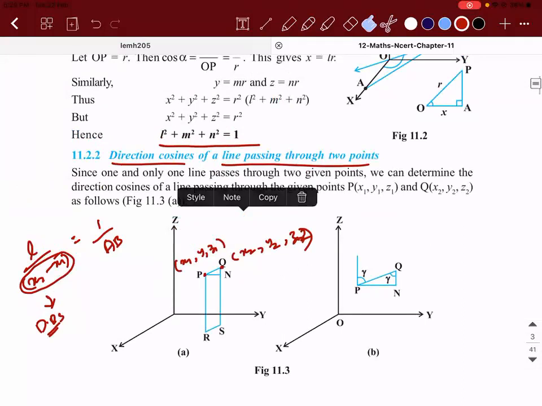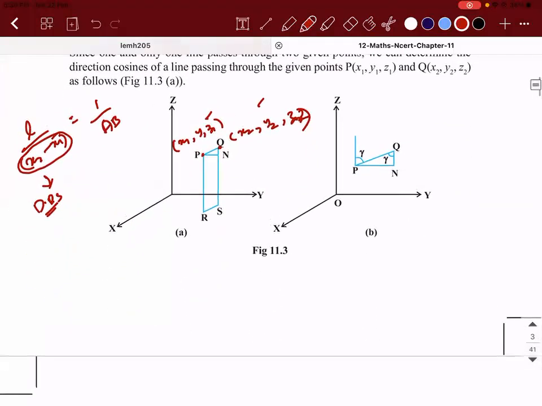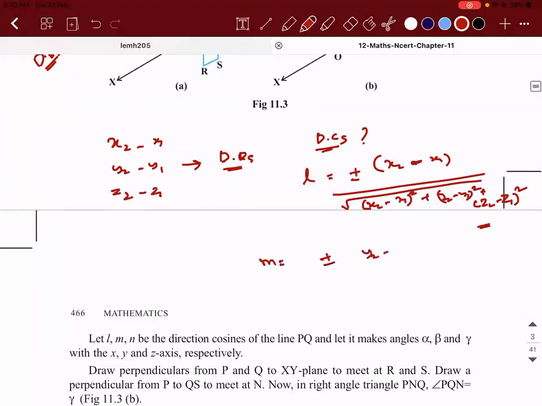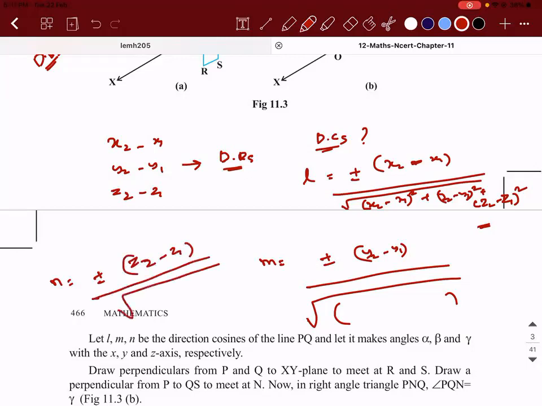Okay, so when you have a line joining two points x1, y1, z1 and x2, y2, z2, then x2 minus x1 is called the direction ratio, y2 minus y1 is called the direction ratio, and z2 minus z1 is the direction ratio. So if these are the direction ratios, how do you write the direction cosines? L will be equal to how much? Just now we saw the formula. Plus or minus A, that is x2 minus x1 divided by the root of x2 minus x1 the whole square plus y2 minus y1 the whole square plus z2 minus z1 the whole square. Similarly, M will be plus or minus y2 minus y1 divided by the square root of the same stuff. N will be plus or minus z2 minus z1 divided by the root of the same stuff. Is it clear?